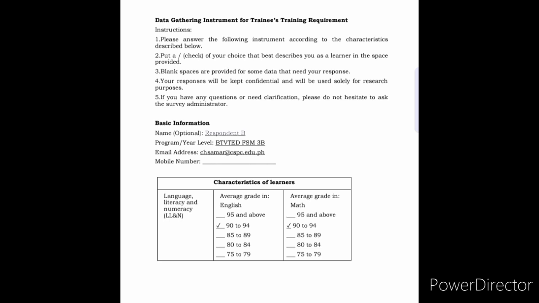Good day everyone! So today, I'm going to present one of the training needs analysis or TNA form that I have gathered and also its corresponding training plan.